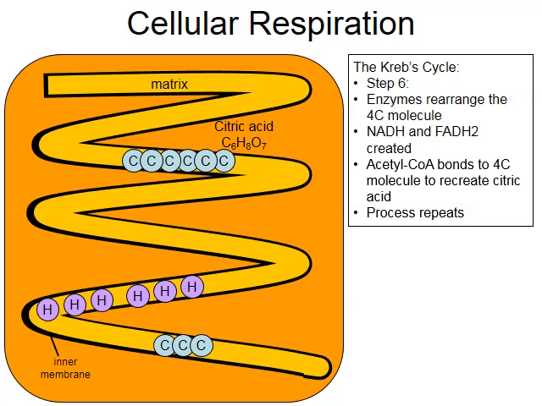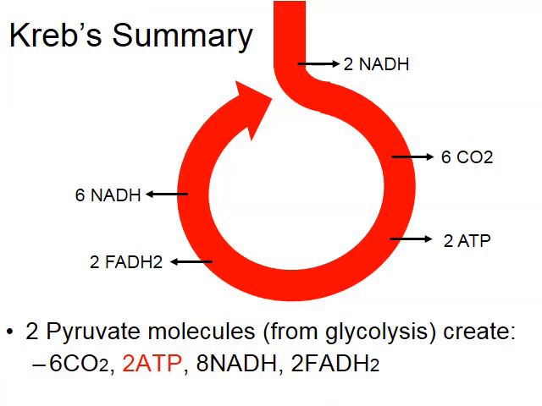Now, if we do a quick summary of the Krebs cycle, you can see that only 2 molecules of ATP are created. But the main prize from the Krebs cycle is all the creation of NADH and FADH2. Those are going to be hugely important during the final step of cellular respiration called the electron transport chain. Let's finish that up right now.